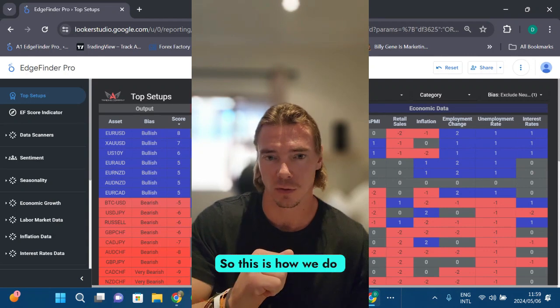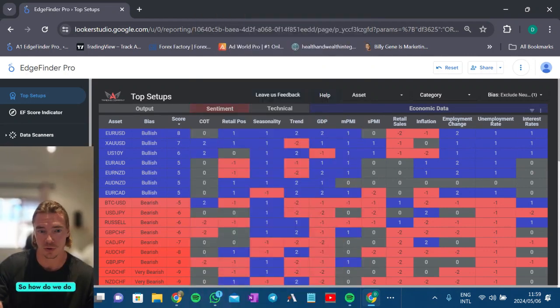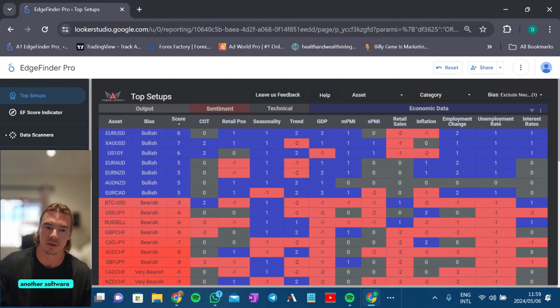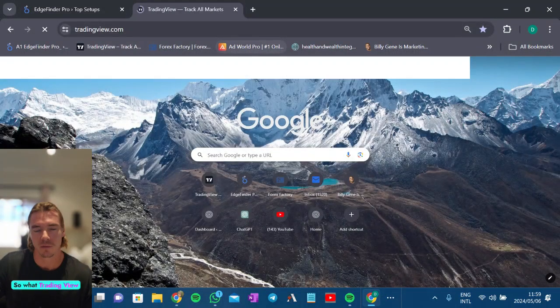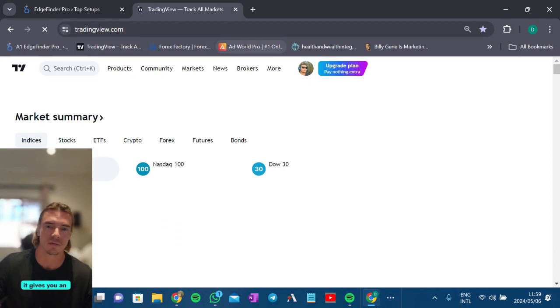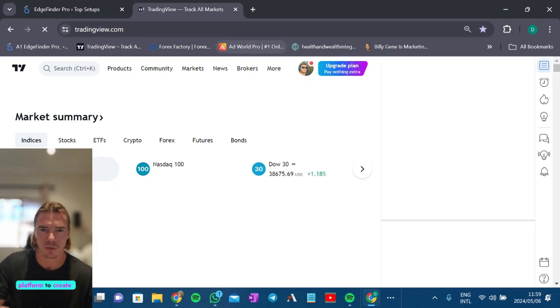So this is how we do it, okay? We need to go and chart. So how do we do that? We need to use another software then, therefore, called TradingView, guys. So what TradingView basically helps you with is it gives you an incredible platform to create your plans.